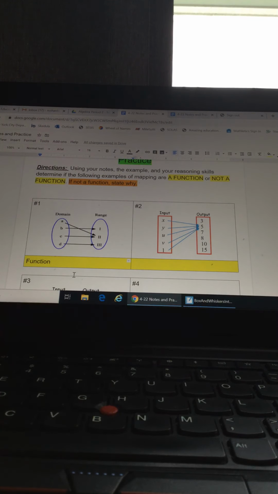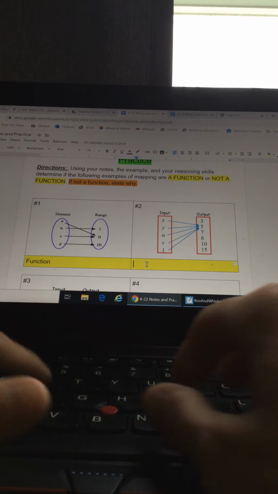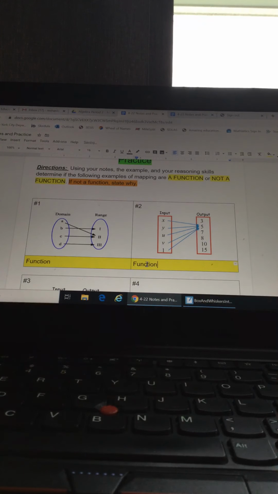So now I want to look at number 2. Thinking about the same rule, each one has only 1 arrow. X, Y, U, V, and L all have 1 arrow. So that means this one is also a function. So I just write function.